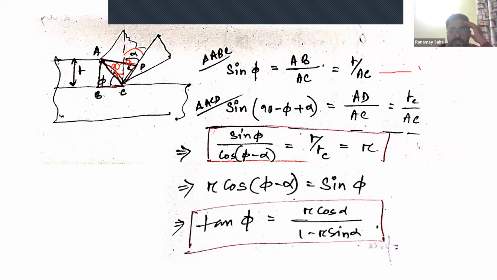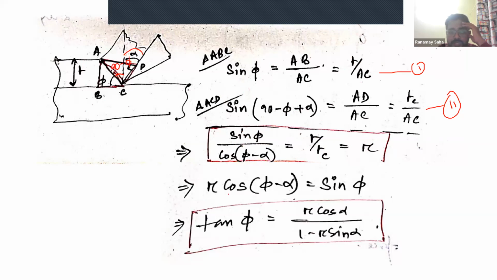Now, comparing equations 1 and 2, right? You can see that sine phi by what is sine of 90 minus phi plus alpha. In other words, you can say this is cos(phi minus alpha), right? Taking the ratio of equation 1 and 2, you can see that sine phi by cos(phi minus alpha) gives you the chip thickness ratio t by tc. So t happens to be the uncut chip thickness, tc happens to be the final chip thickness. That is r. So that way you can find the chip thickness ratio.